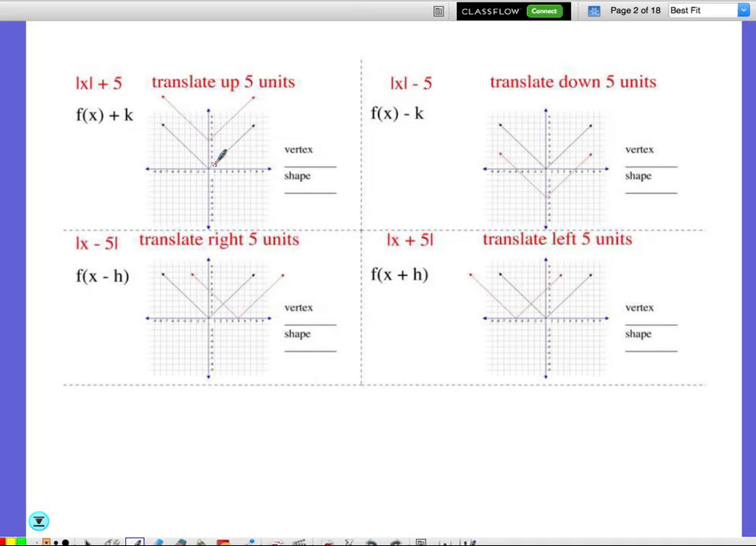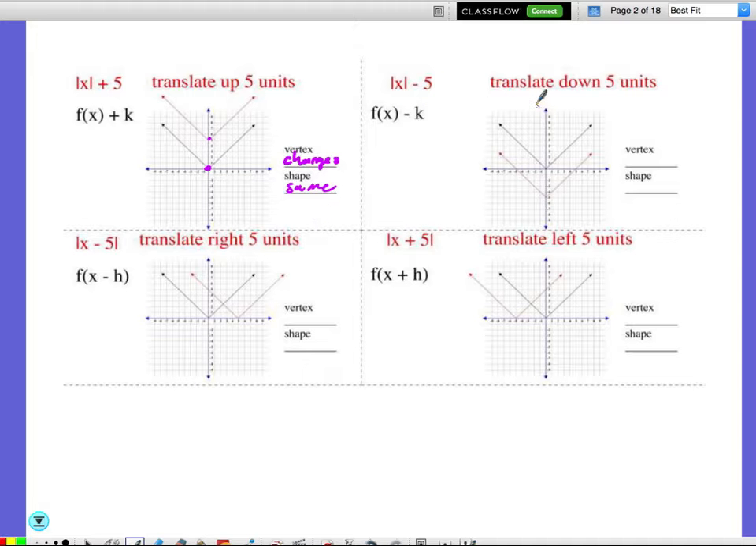So if we look at this, here's our parent function, and we can see that it translates it up 5 units. Now, two very important things we want to note here. Does the vertex change? Well, the vertex starts here, always with the parent function at 0, 0. And notice that it moved up 5 units. So in this case, the vertex does change. Now, does the shape change? Notice that the shape stays exactly the same. All we're doing is moving the function up 5 units, so the shape is going to stay the same.